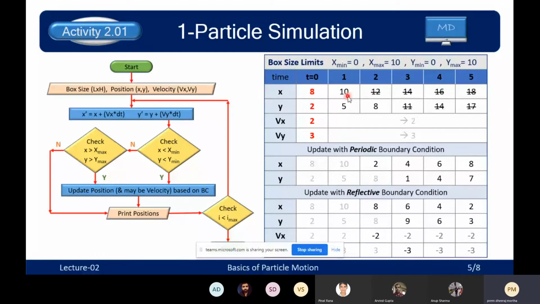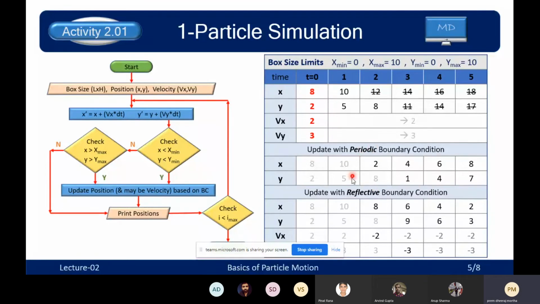So once I update the position of the particle, I have now found that the x coordinate of the particle is 12 here. 12 obviously is greater than 10, and the particle is trying to leave my system now, and I'm not okay with it. So what I'll do is I'll implement either of these particular boundary conditions.